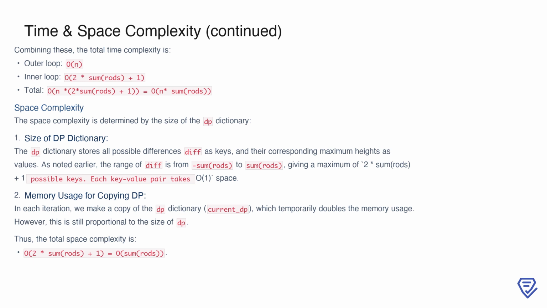Shifting our focus to space complexity, it is determined by the size of the dp dictionary. Since dp stores all potential differences diff as keys, with a maximum of 2 times sum of rods plus 1 keys, the space usage is proportional to O(sum of rods). Additionally, when we make a copy of dp in each iteration, the memory usage temporarily doubles, but this is still proportional to the size of dp. Therefore, the total space complexity also simplifies to O(sum of rods).